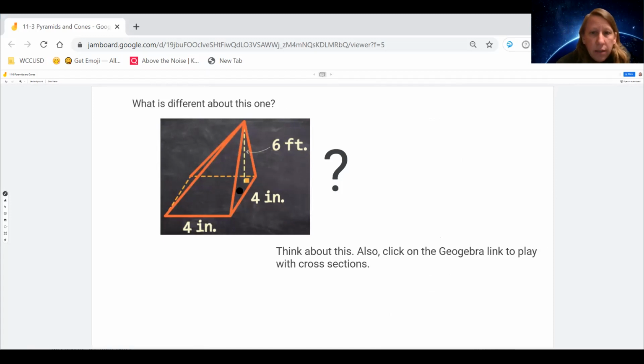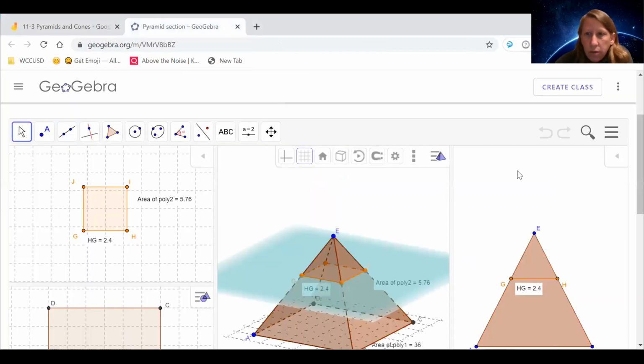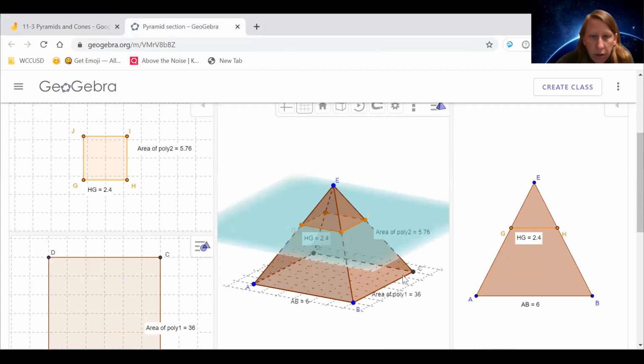It's oblique. So the question is, does Cavalieri's principle hold for this one? I'm going to open up another link. Okay, let's take a look at this. So what do we have here? We have a pyramid. It looks like a lovely square pyramid.